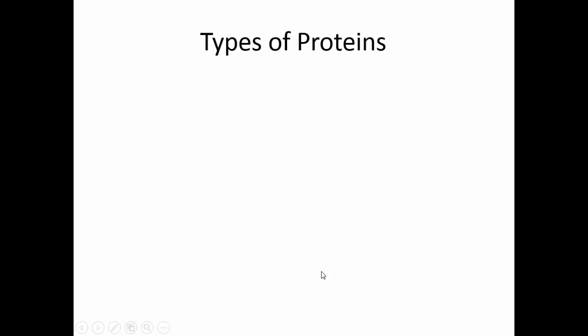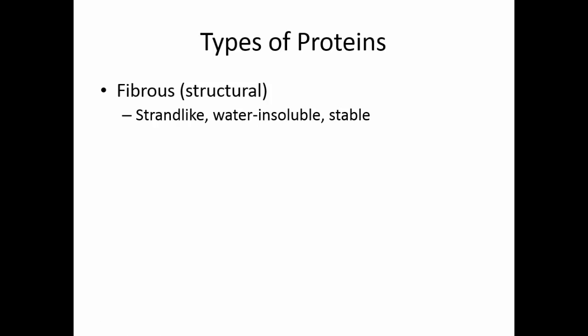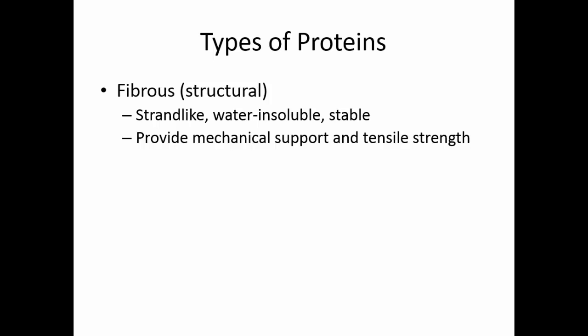There are two types of proteins. Fibrous proteins are structural. They're strand-like proteins, they're not soluble in water, and they're very stable. They're used to provide mechanical support and tensile strength. These are things like keratin that's found in your skin, elastin that's found in elastic structures, and collagen, which is probably the most common protein found in your entire body.